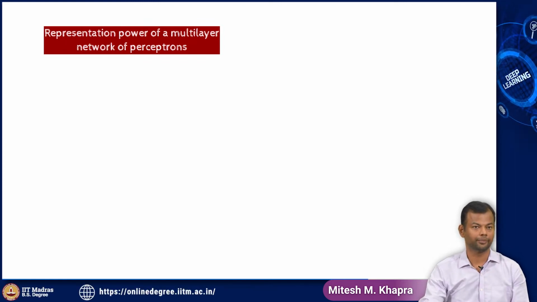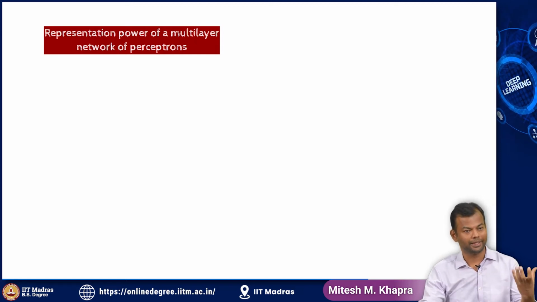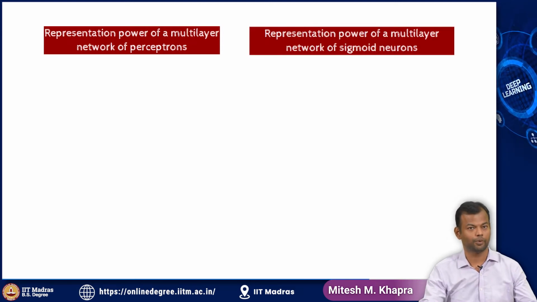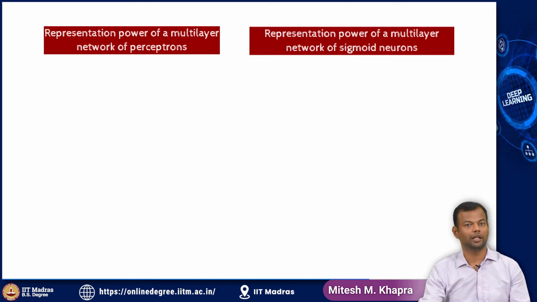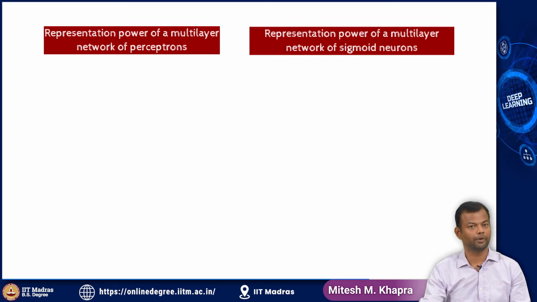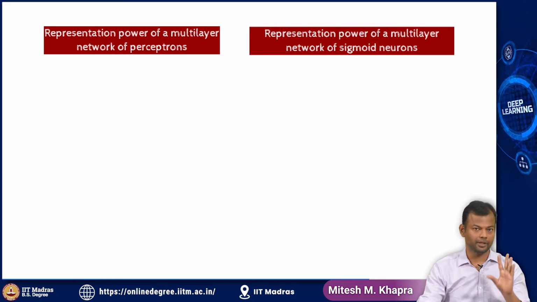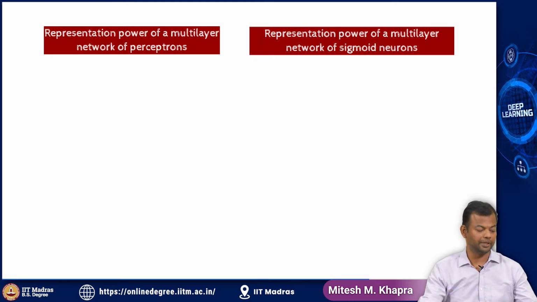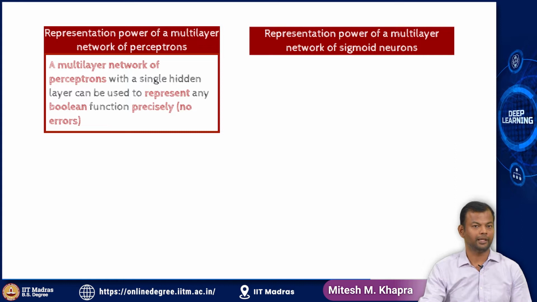Earlier, when we were finishing perceptrons, we had introduced this multilayer network of perceptrons, and we had spoken about the representation power of a multilayer network of perceptrons. Analogously, now we are going to talk about the representation power of a multilayer network of sigmoid neurons. It's just the same template being repeated. And there we had made an interesting statement.